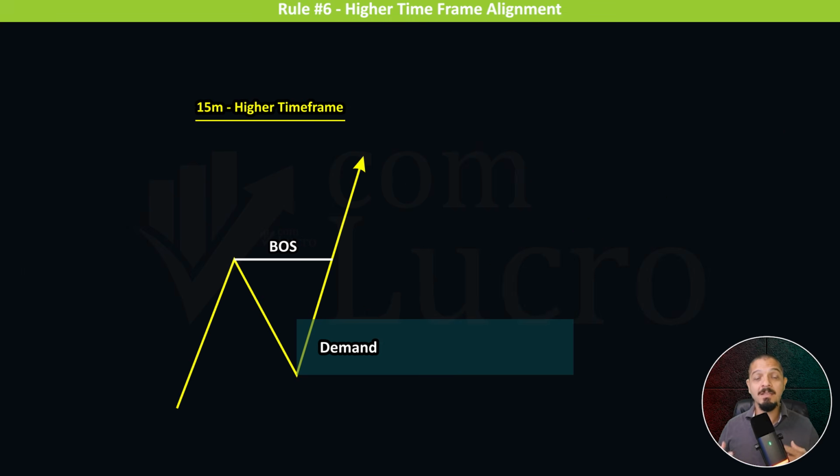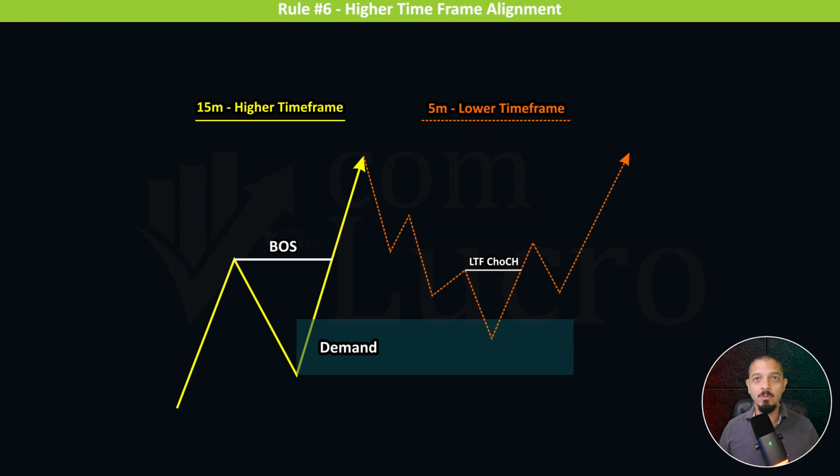Rule number 6 is higher time frame alignment. Higher time frame alignment is extremely powerful. When multiple time frames point in the same direction, your trades naturally carry a higher probability of success.